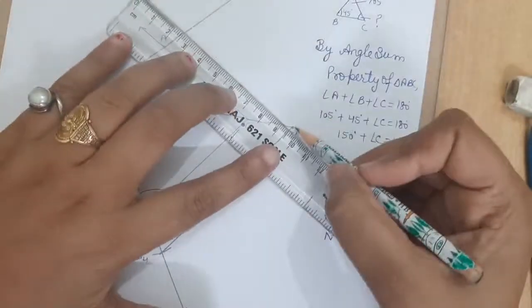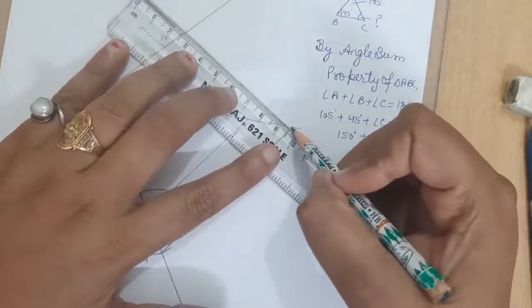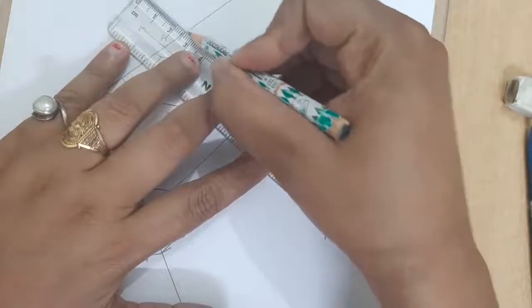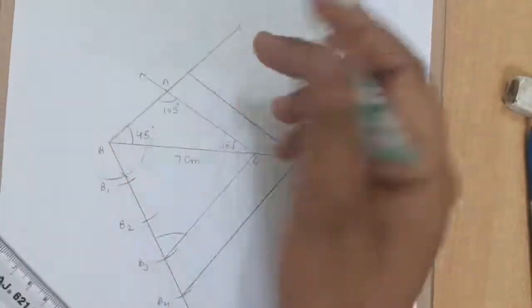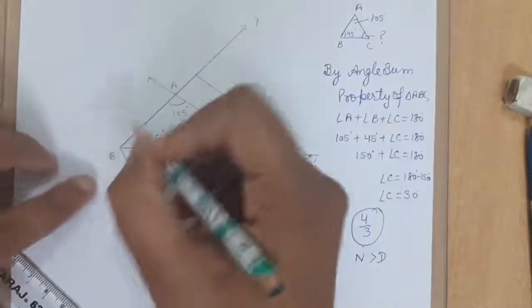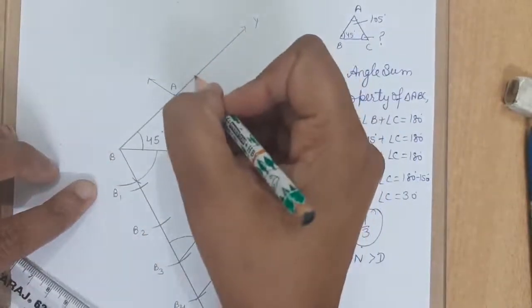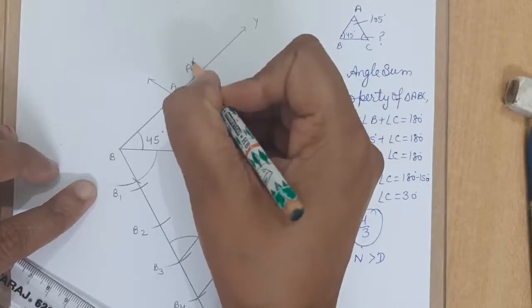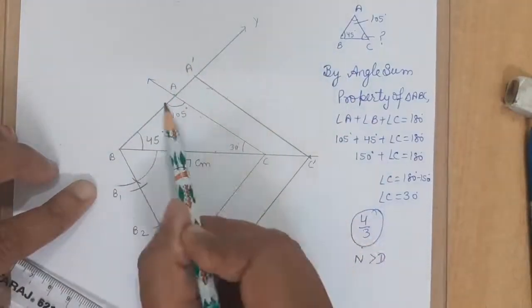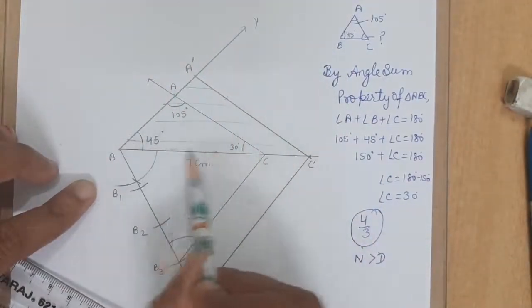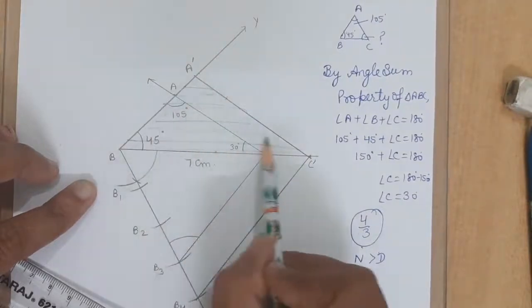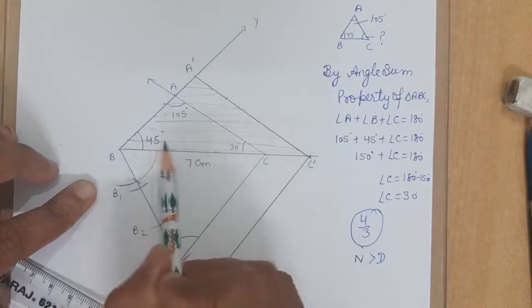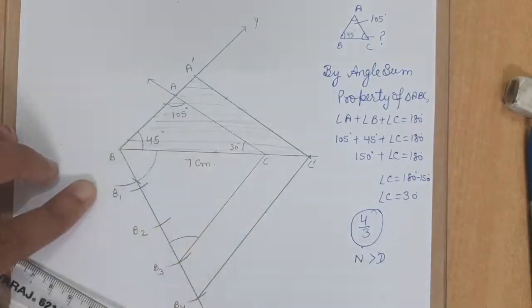Here it is of 30 degree. Let it be intersecting this ray. Let it be point Y. This ray BY at point A dash. So A dash B C dash is our required triangle.